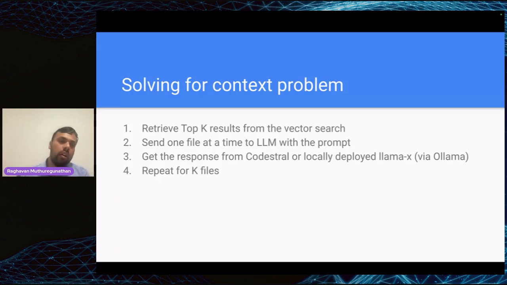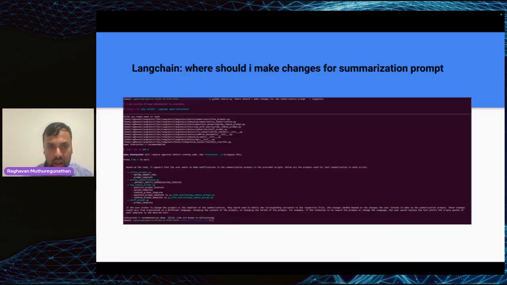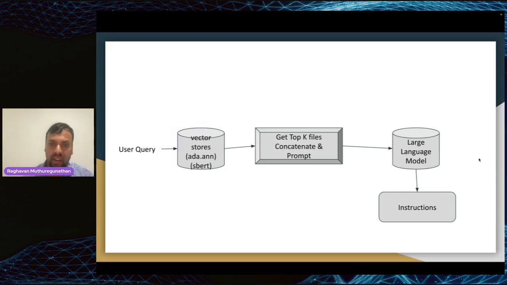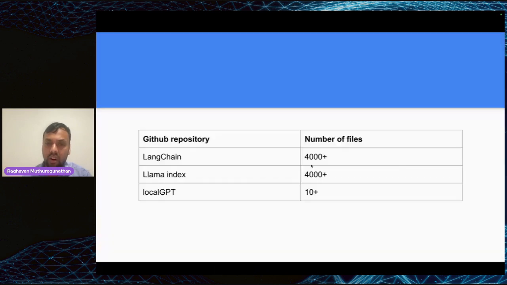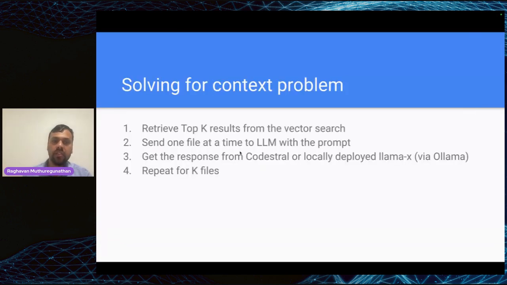A way to circumvent that is you can retrieve the top k results from vector search, and instead of sending all of them at the same time, for example, in this solution, where I get the top k files, concatenate, and prompt them, you may have to do multiple calls. Send one file at a time with the prompt, and get the response from Codestral or locally deployed Llama or Yi, and then you have to repeat this for k files.